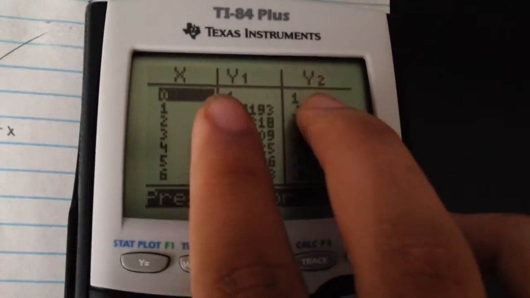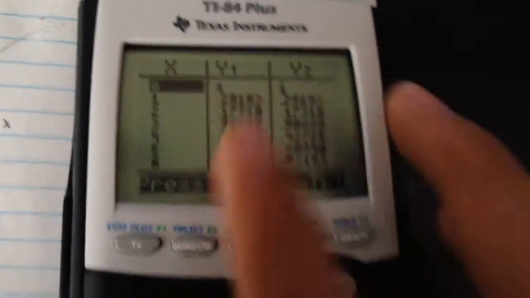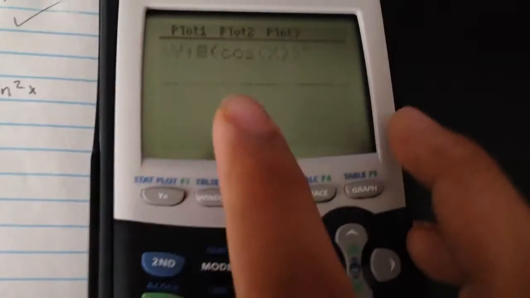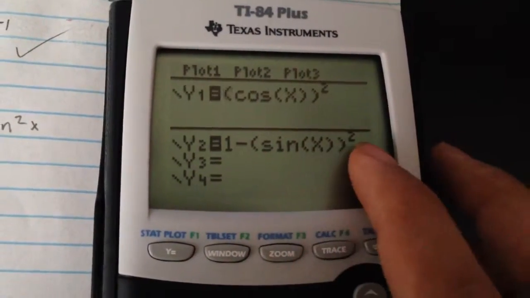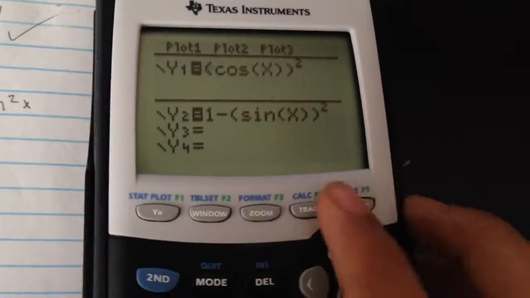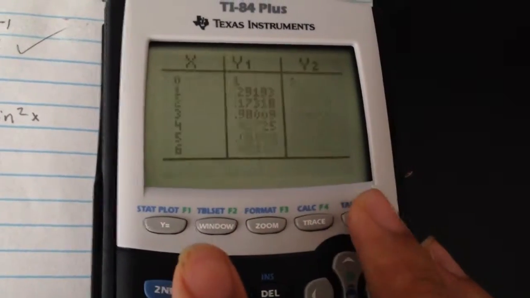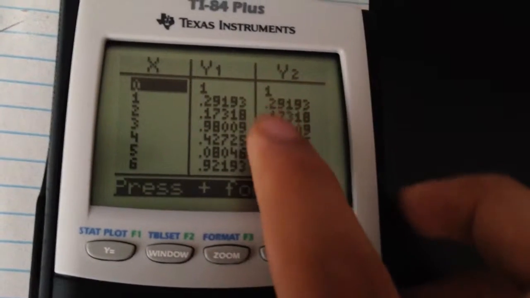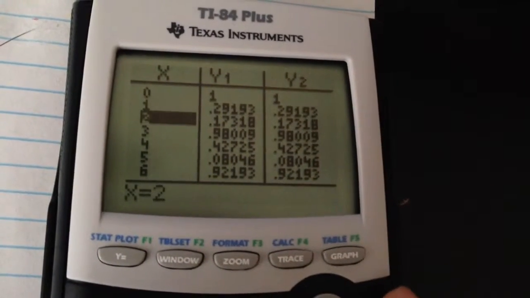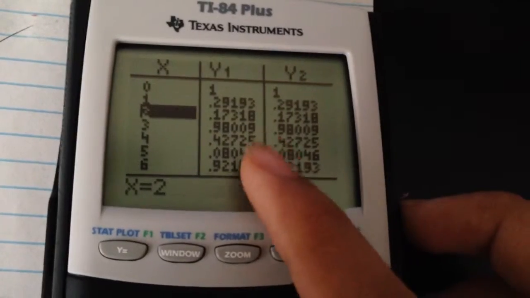And you can see that those were the two equations that I plugged in under y equals: cosine x squared and 1 minus sine x squared. So go back to graph, and you can see that these values are the same throughout both sides, and that's how you know that these two are definitely equal and therefore an identity.